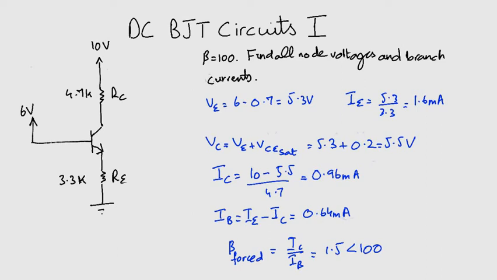Now let's make one more change, and this will be the final change. Let's ground VB. What will happen now? Now remember, in both active and saturation mode, the emitter base junction was forward biased. This meant that the base was at a higher voltage than the emitter. However, in this case, we can see that both the emitter and the base are grounded. So in this case, the emitter base junction cannot conduct.